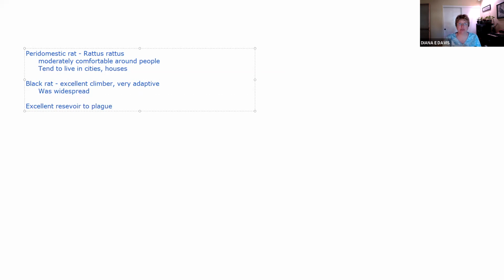And these rats were so comfortable around people. A lot of people would make pets out of their house rats. So they would literally feed them, teach them tricks, pet them. And at the time, you know, it worked out until the plague came along.